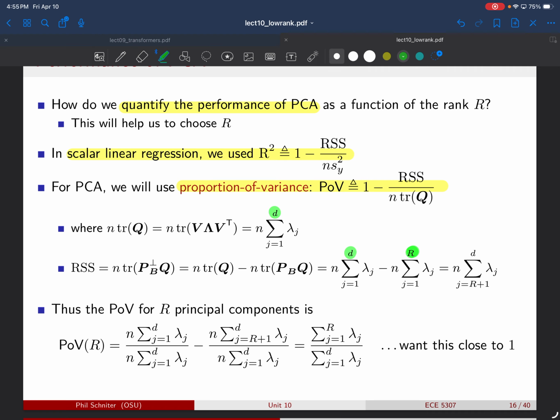So numerator and denominator are similar, except the numerator only goes up to R, whereas the denominator goes through all your eigenvalues up to D. And just like in linear regression, we want this quantity to be as close to 1 as possible. It's always going to be a number between 0 and 1 in this case. Okay, so any questions on POV? Okay.